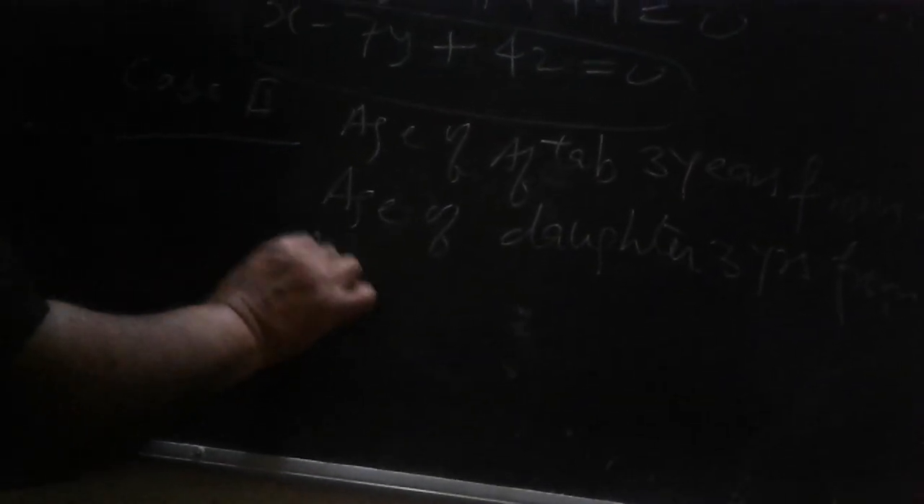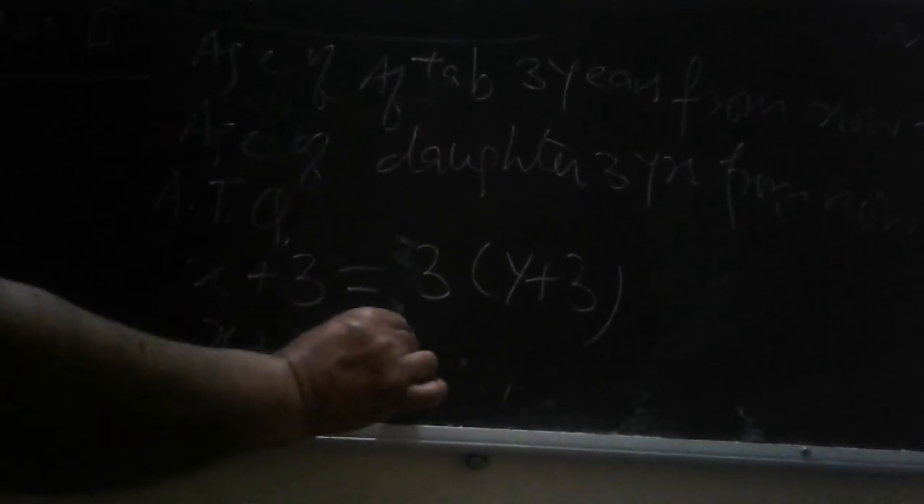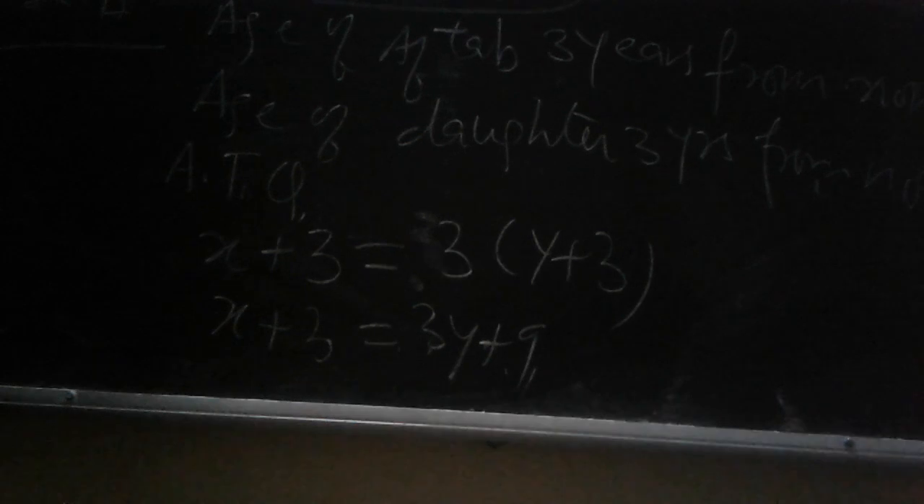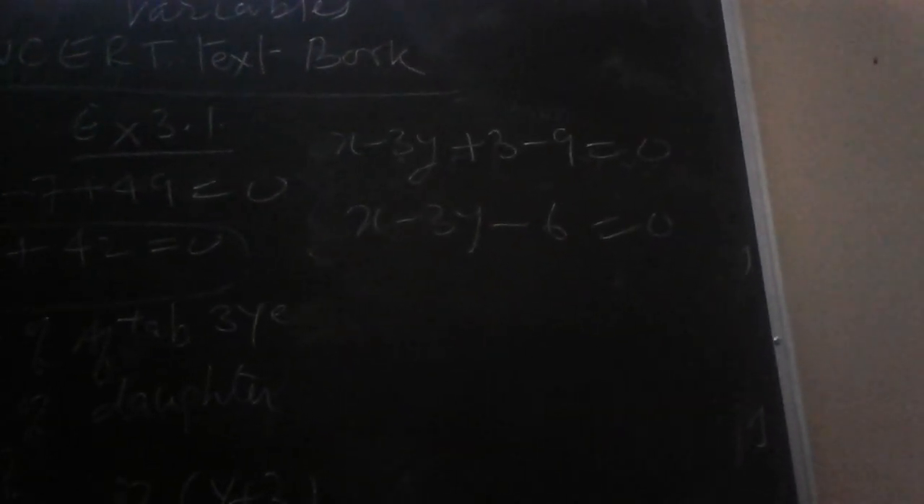According to the condition that was given, 3 times, for Aftab x plus 3 is equal to 3 multiplied by y plus 3. x plus 3 is equal to 3y plus 9. Now we simplify. x minus 3y plus 3 minus 9 is equal to 0, x minus 3y minus 6 is equal to 0. So this is the second linear equation.